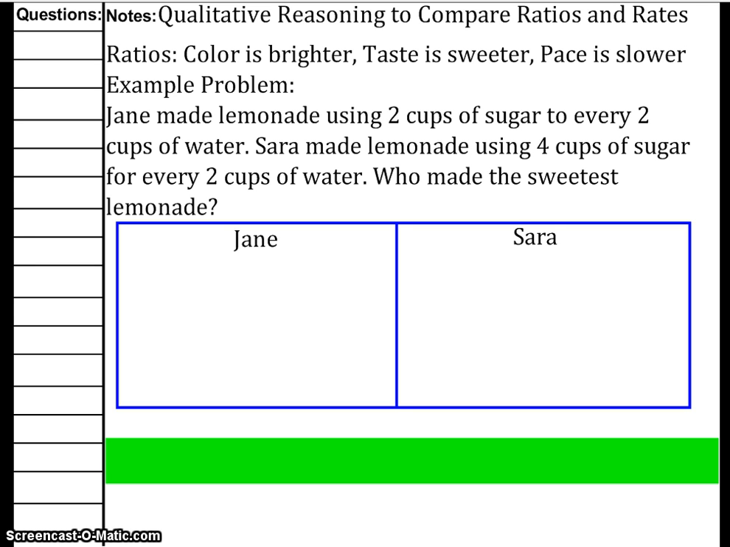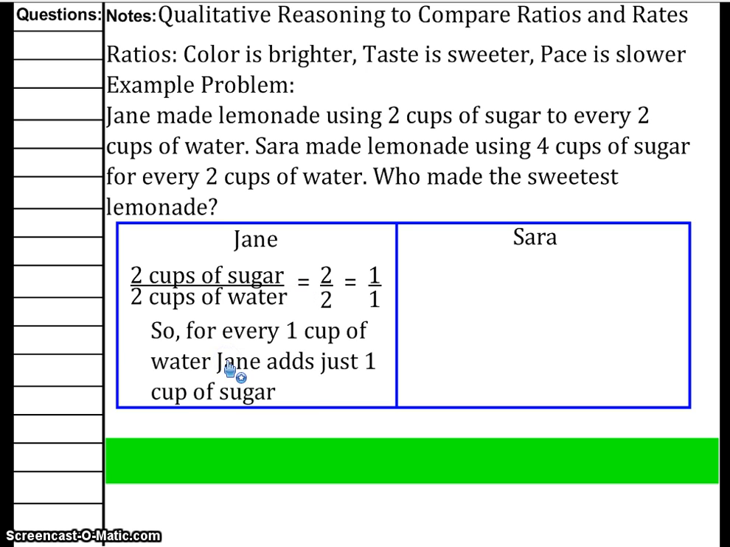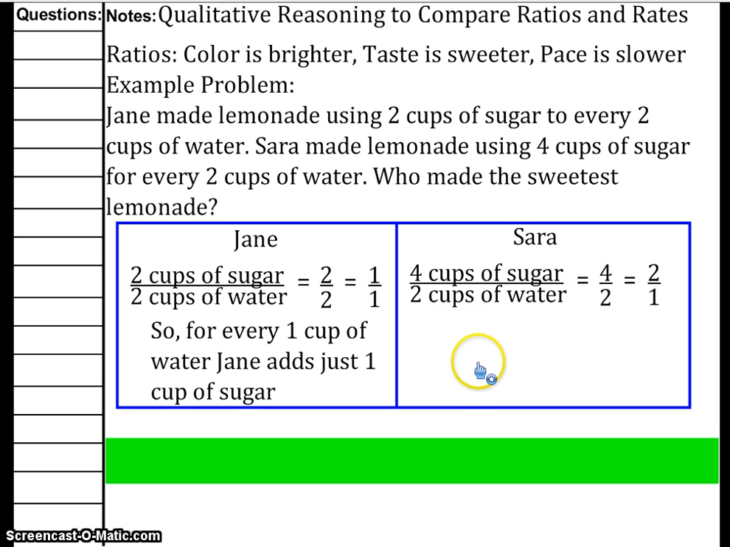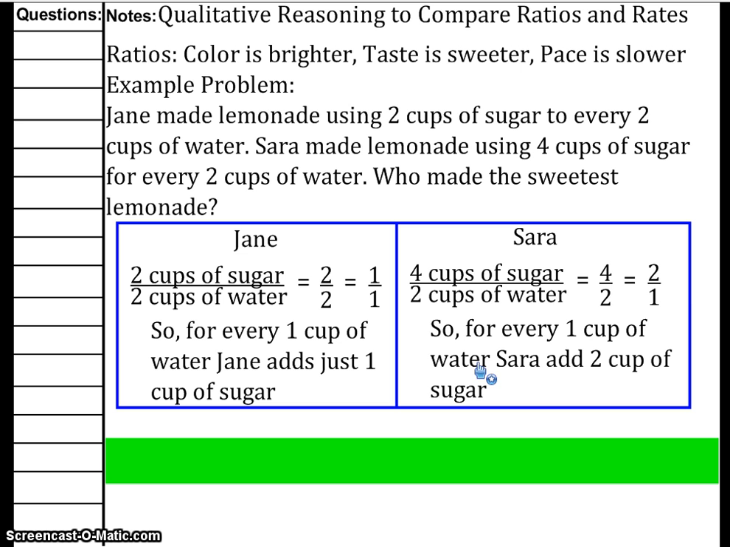Well, let's look at Jane's ratio. Jane's ratio is 2 cups of sugar for every 2 cups of water. So when we simplify that, you would divide 2 divided by 2 and you get 1 to 1. So her simplified ratio is for every 1 cup of water, Jane adds just 1 cup of sugar. Let's look at Sarah's ratio. Sarah has 4 cups of sugar for every 2 cups of water. Again, when we simplify that ratio, we get 2 cups of sugar to 1 cup of water. So for every 1 cup of water, Sarah adds 2 cups of sugar.